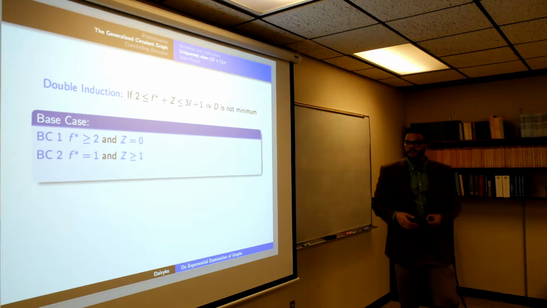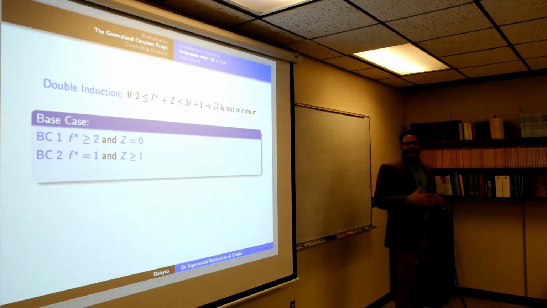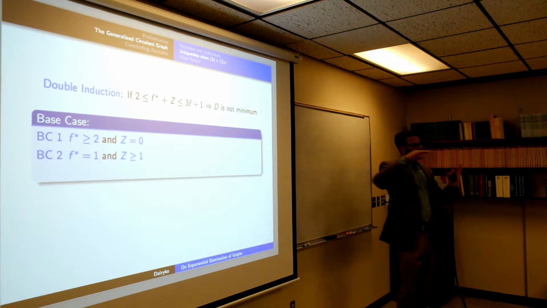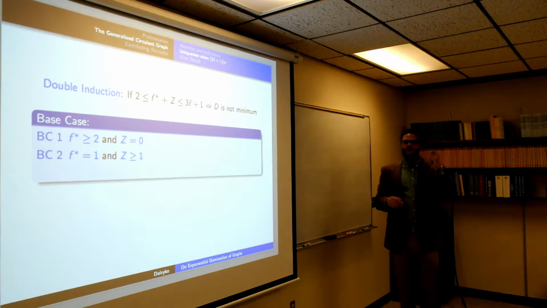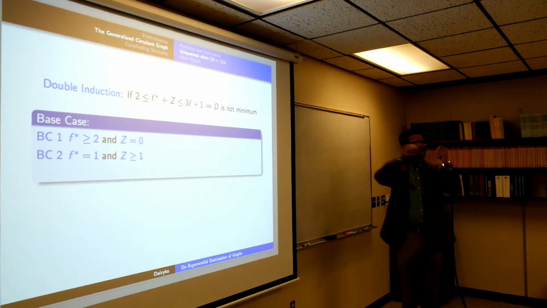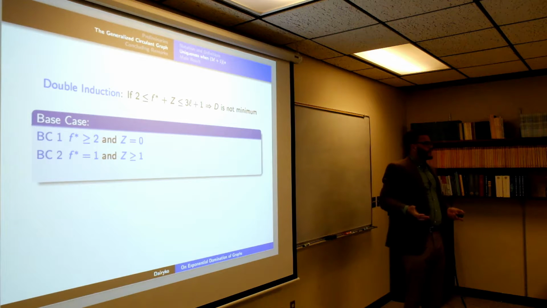So for double induction, there's going to be 2 base cases. I like to think of it as a chart. You fix one of the parameters and you iterate through the rest of them. So that's going to be base case 1. And base case 2 is fixing the other parameter and iterating through the other one. So that will be base case 2.